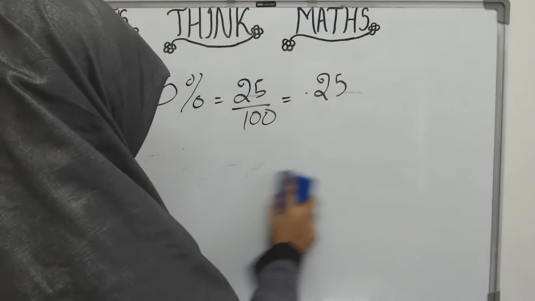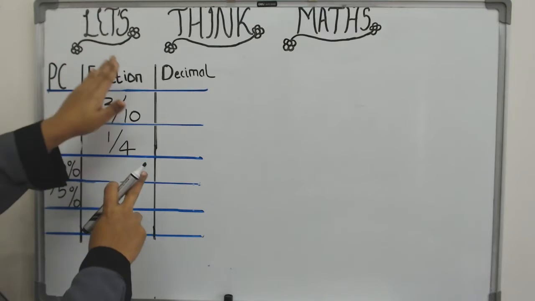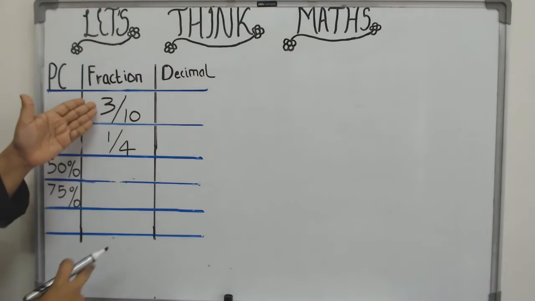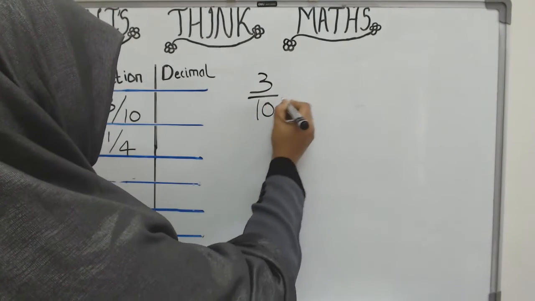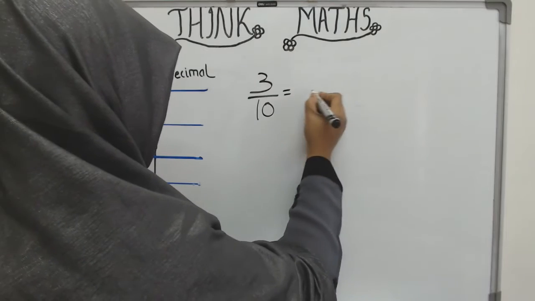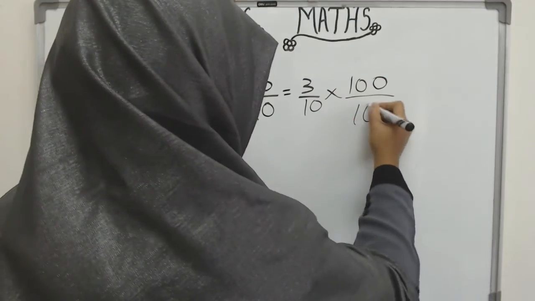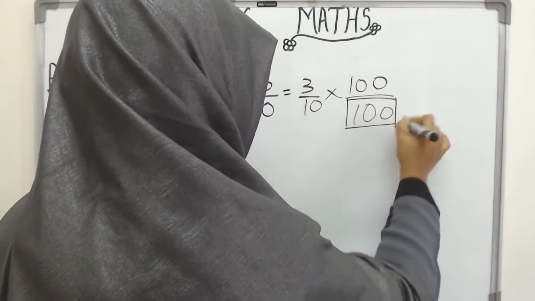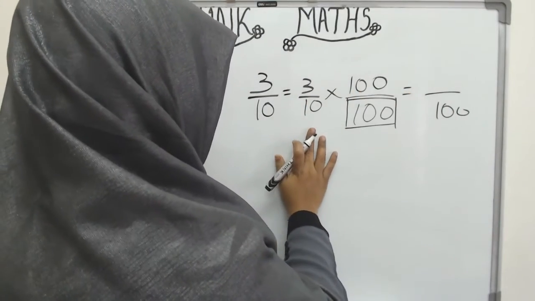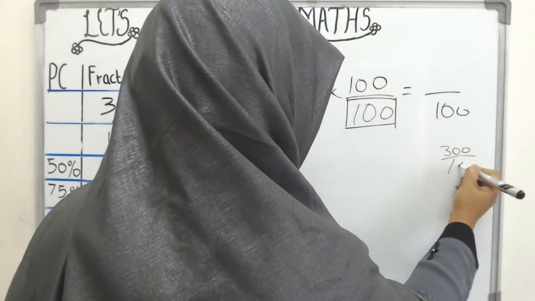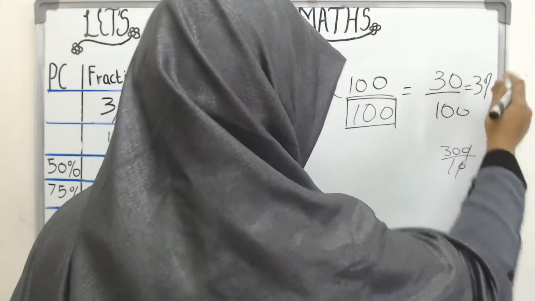Now see this table. Here we will convert percentages, fractions and decimals into each other. We will start with the first one, that is a fraction. It is 3 by 10. How do we convert a fraction into a percentage? We multiply it with 100 by 100 and do not touch this. Let it be there and just do 300 by 10. And what would that be? 300 by 10 would be 30. So this is 30 by 100, or in other words 30%.